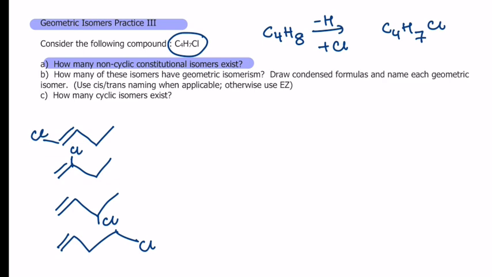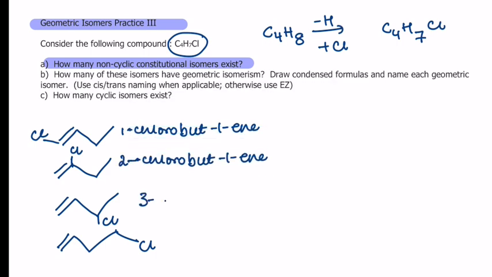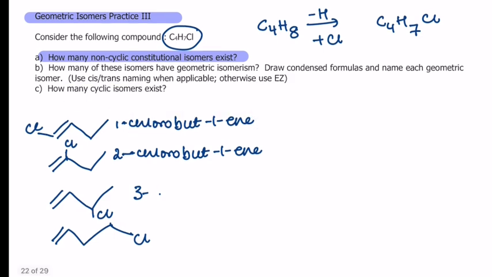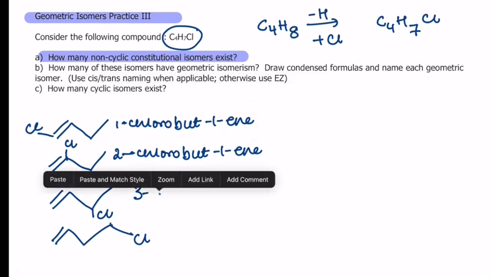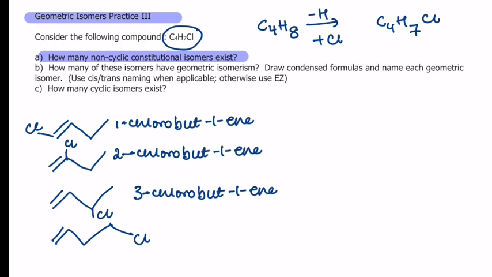So the names are 1-chlorobut-1-ene, however you like it, 2-chlorobut-1-ene, 3-chlorobut-1-ene, and 4-chlorobut-1-ene. So those are the first 4. Now I say, okay, can I move the double bond around?